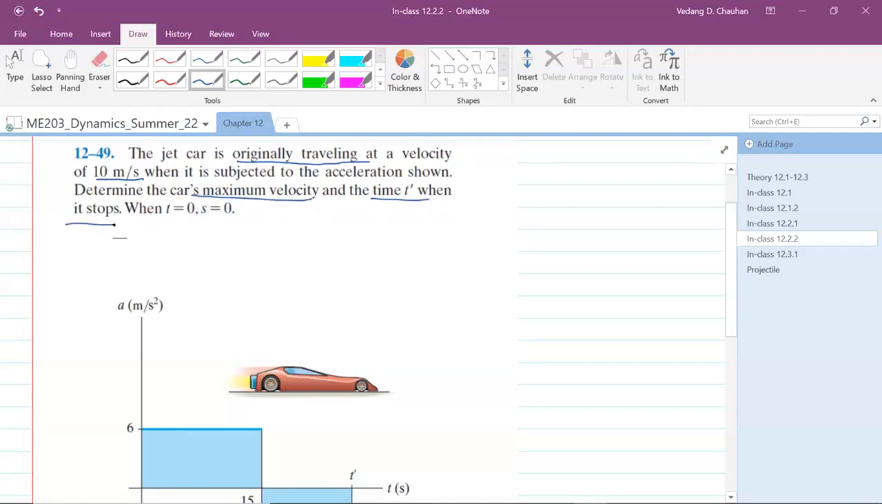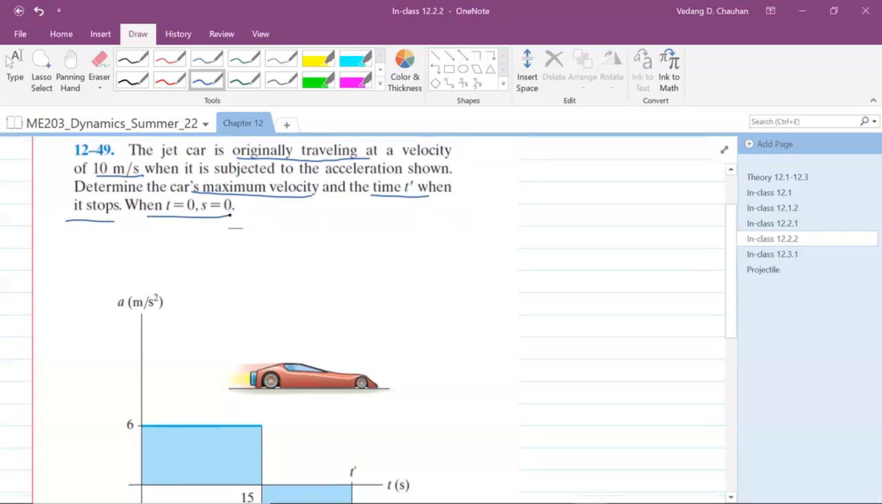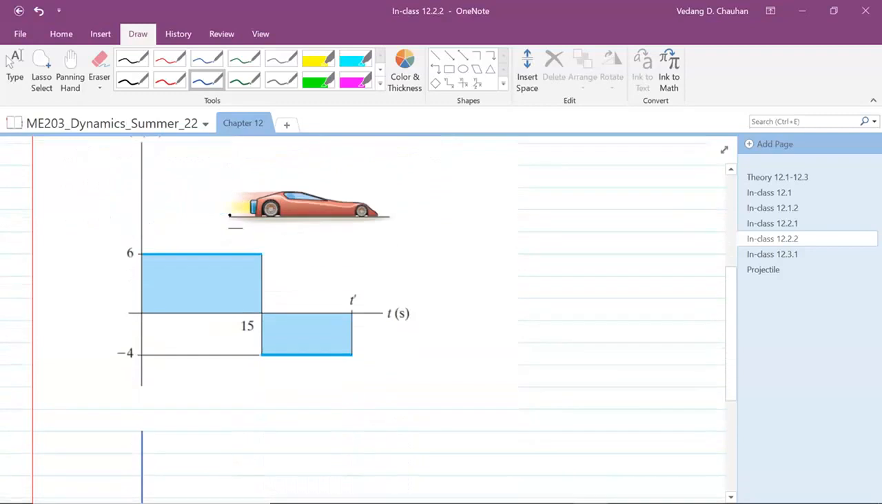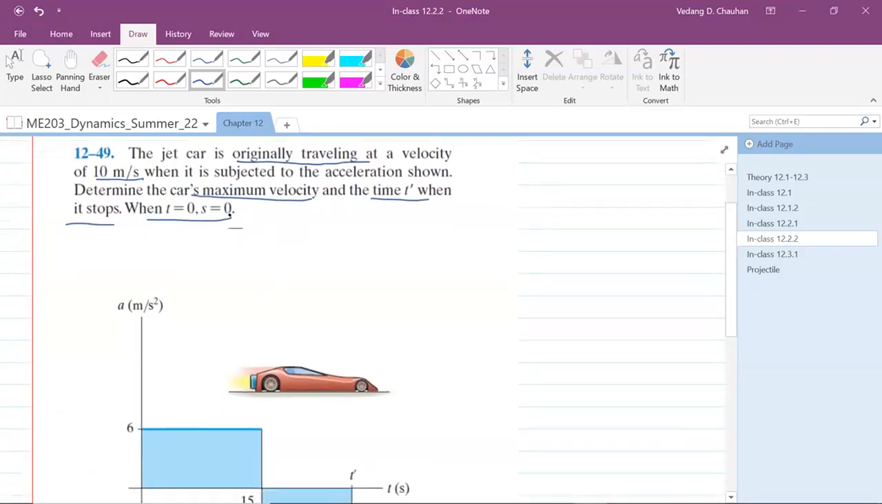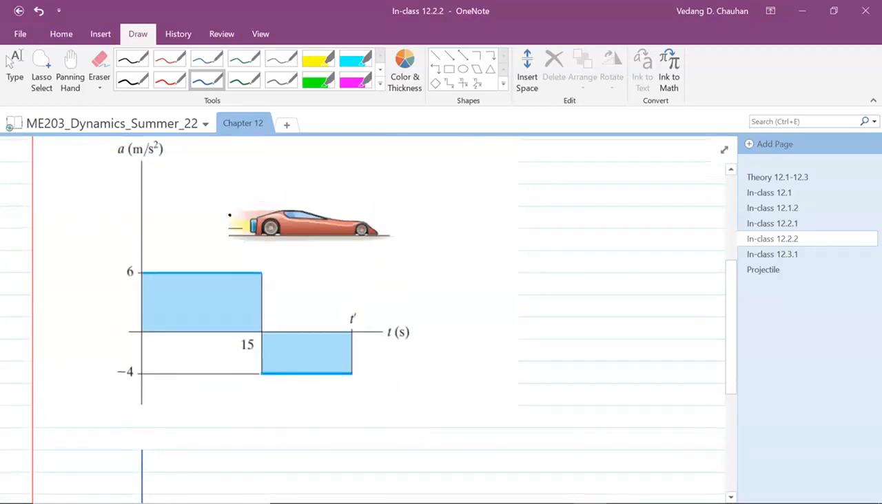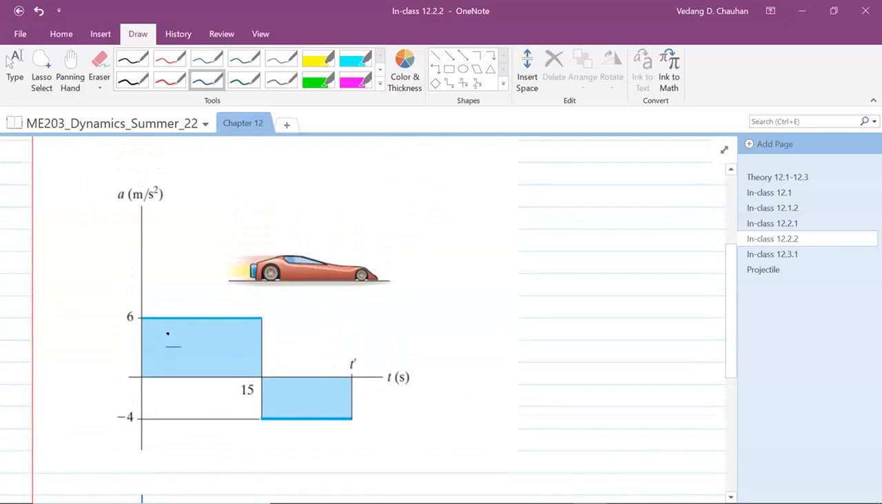dash when it stops. And the initial condition is given as position of the car is at 0 when time t is 0. Okay, so that is given. So this is acceleration plot, and you can see here that the car has positive acceleration from 0 to 15 seconds. So there are two segments of this acceleration plot, like 0 to 15 and from 15 to t dash.